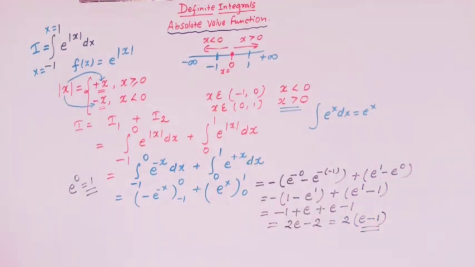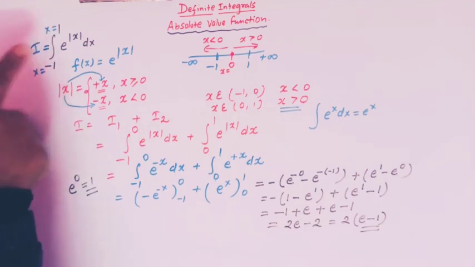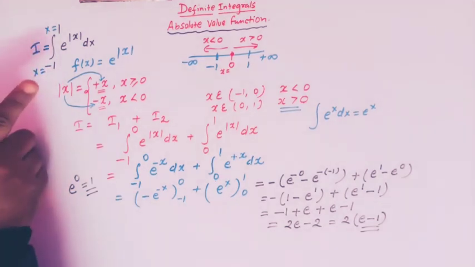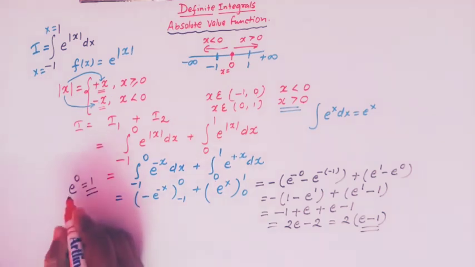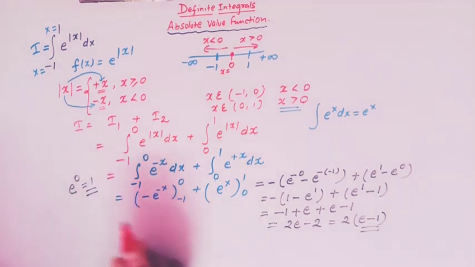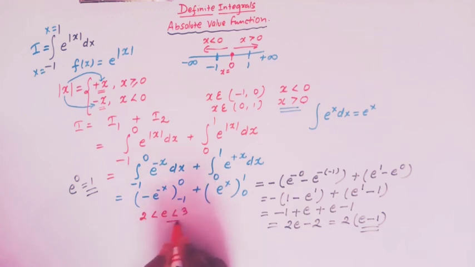So the value of this integral from minus 1 to 1 of e raised to mod x dx is given by 2 times e minus 1, where e is the famous exponential number, which lies between 2 and 3.